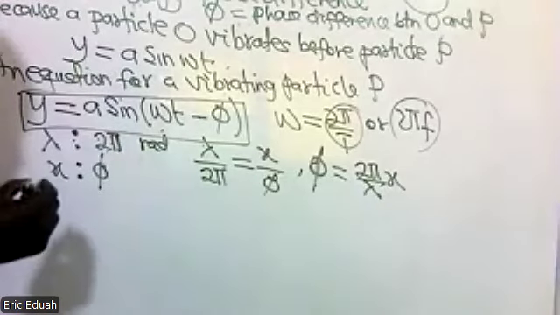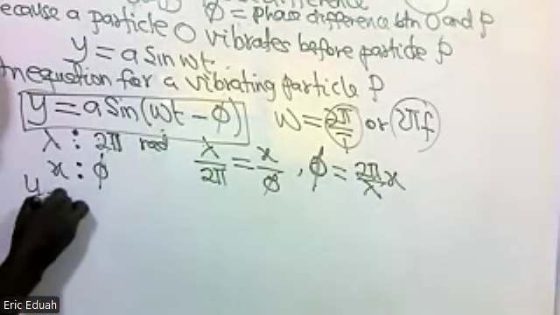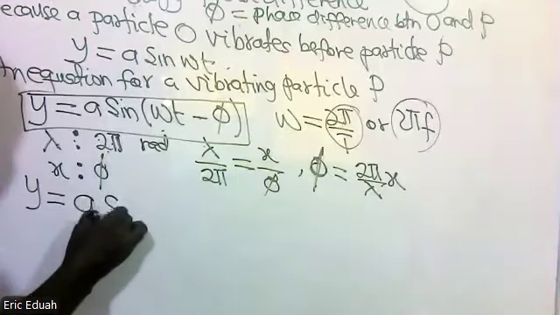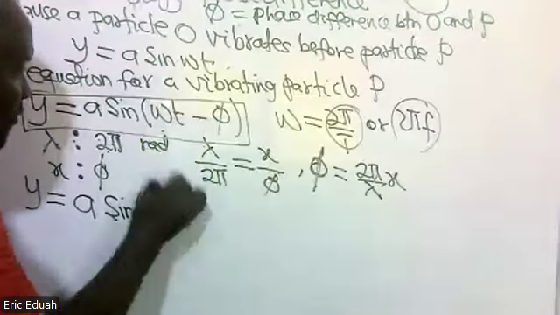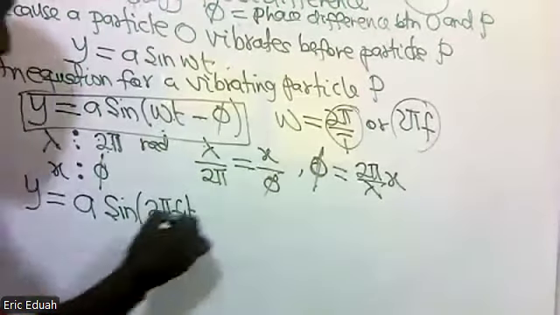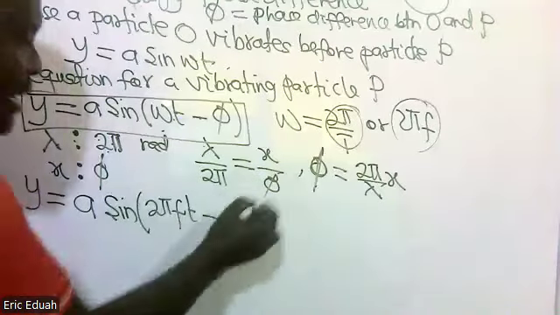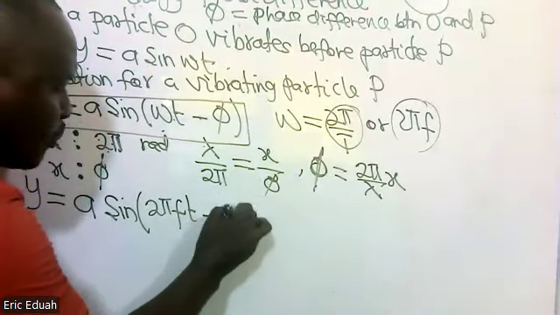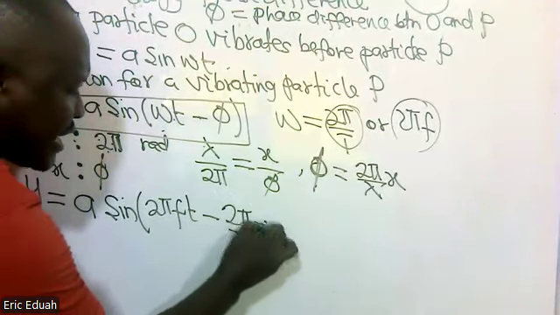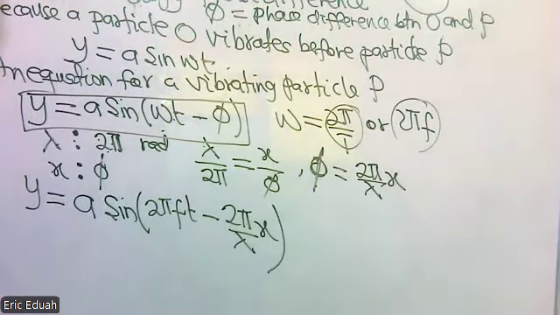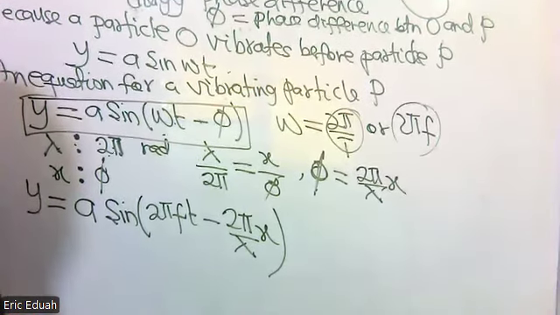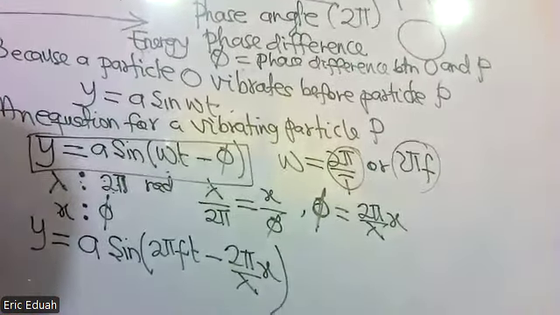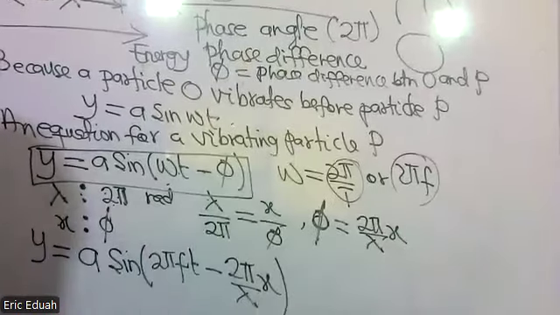So when we substitute this, we have y is equal to a sine, omega is 2 pi f, t minus phi is 2 pi over lambda x. This is the progressive wave equation of a particle vibrating ahead, away from O.